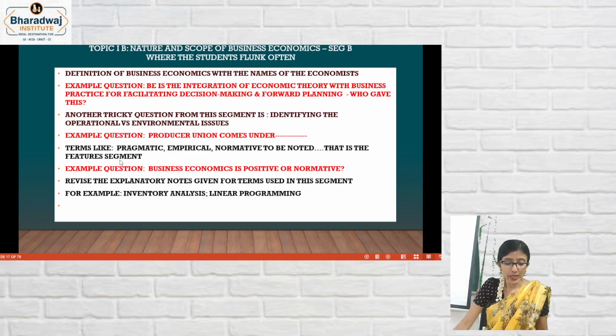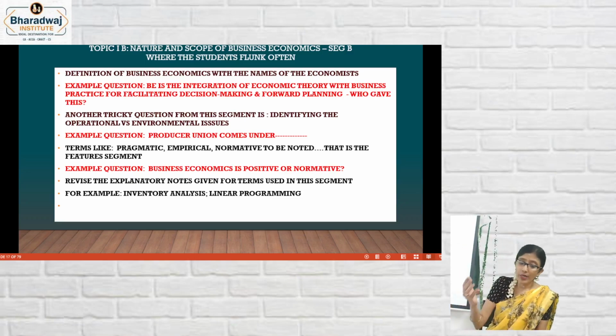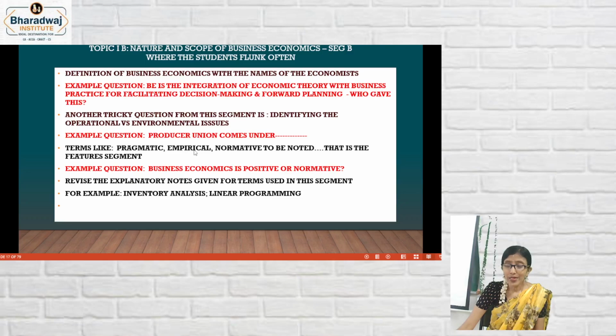From the Bharadwaj material. Now the next sample question is terms. I'm only telling you what type of questions are coming from this segment. Terms like, what is the meaning of the term pragmatic? What is the meaning of the term normative? Those all come under features of business economics. Business economics is pragmatic. Business economics is normative. Pragmatic is practical, empirical. Normative is what it should be. So that is one type of question from this segment.